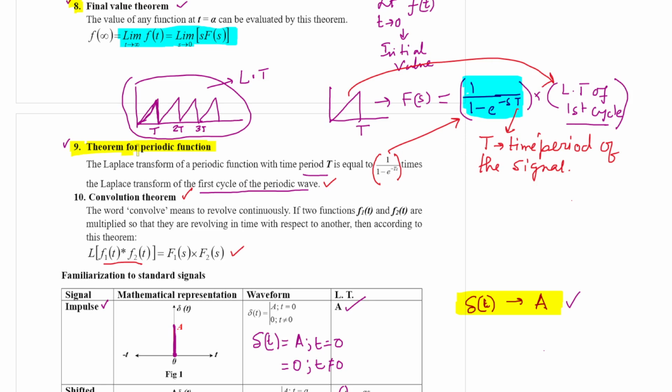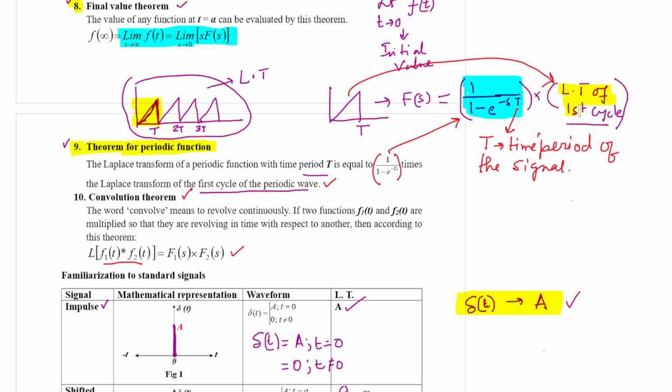What is that theorem? If you have a periodic function with time period T, if you have this kind of waveform that repeats after some time interval, it is said to be a periodic function. If you are asked to evaluate the Laplace transform of this entire waveform, the theorem says you don't have to consider the whole waveform at a time. You need to first calculate only the Laplace transform of the first cycle, and it will do your work.